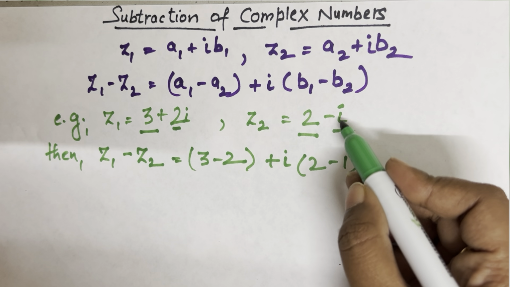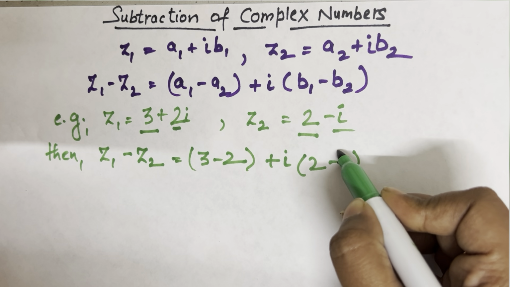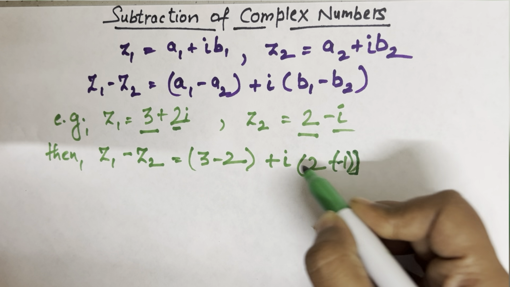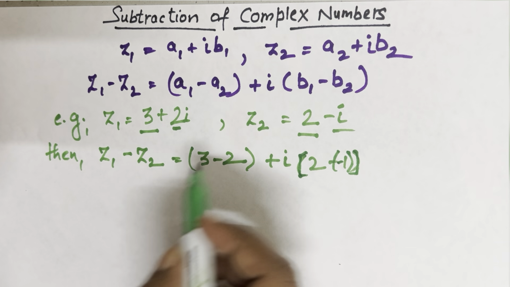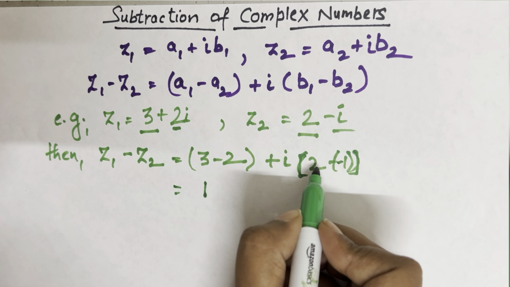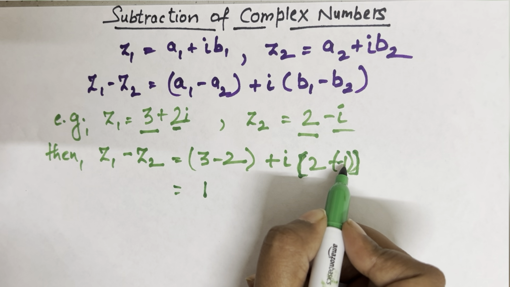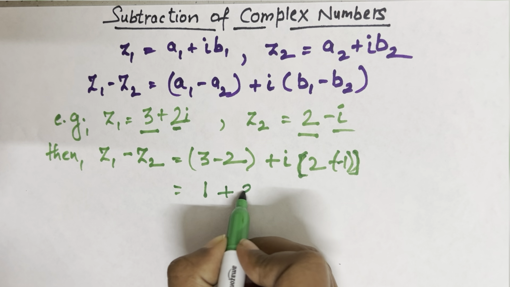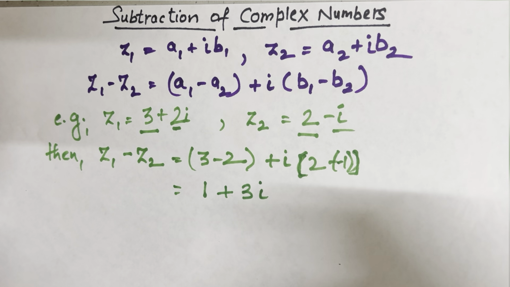Sorry, here the imaginary part will be minus 1, so this will be 2 minus of minus 1, right? So we will be having 3 minus 2, that is 1, and here 2 minus minus 1, that is 2 plus 1, that will be 3, so 1 plus 3 iota. So this way we can do the subtraction of two complex numbers.